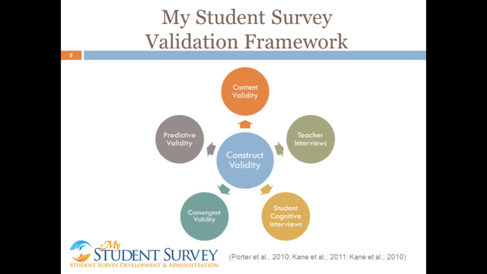The final piece is a large-scale pilot test with 15,000 students to establish convergent validity as well as predictive validity. We want to make sure that it aligns with things like self-efficacy and teacher observations, and we also want to establish that predictive validity where it can predict student achievement. These 5 sources of evidence give us confidence that we are measuring what we think we're measuring.